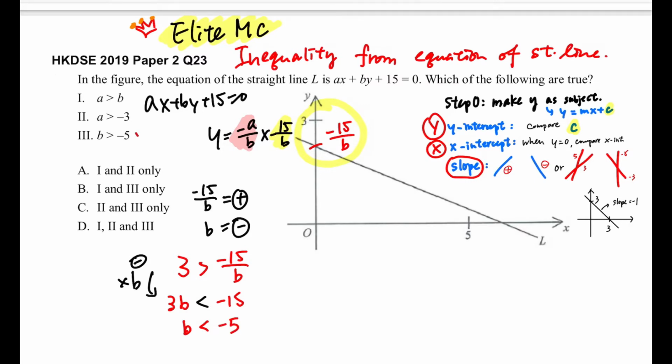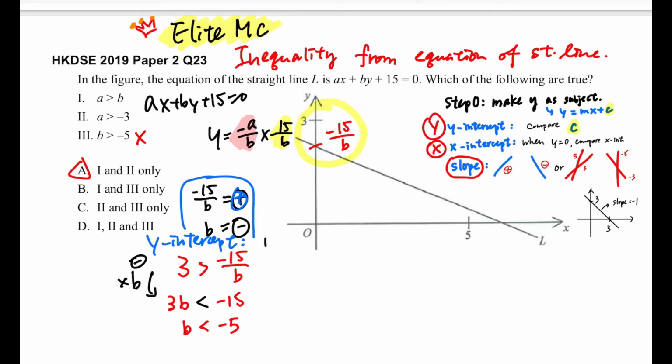So for part 3, that will be incorrect already. Well, at this point, we can circle the answer will be A. That is by comparing our y-intercept with 3, and it will be a positive y-intercept as well, a positive number because it is above the x-axis.